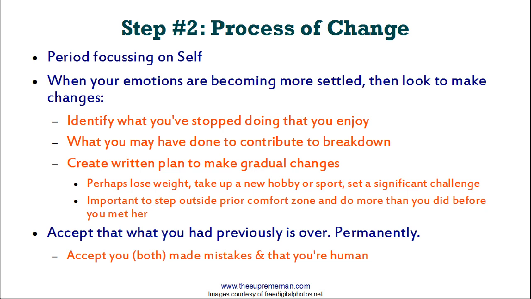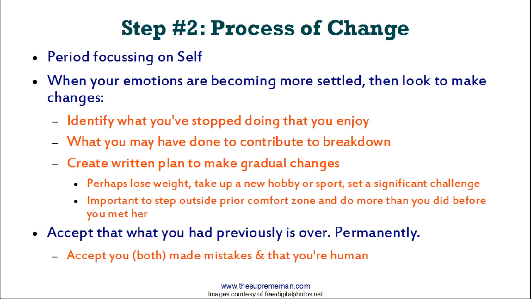So once you've identified what you've stopped doing, and what you might have done to contribute to the breakdown of that relationship, just create a written plan and keep them fairly generic. Don't make them relationship focused. Make them just on things that you can do, your behaviours that you can change. Perhaps lose some weight, take up your hobby and sport, maybe set yourself a new, different challenge.